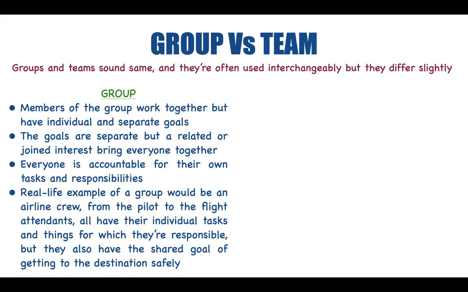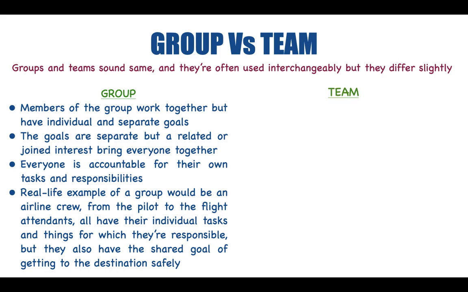An example of a group would be an airline crew. Here the airline crew might have a pilot and also a flight attendant. They all have their individual tasks. That is, the pilot has to fly all the way from one destination to another, and the attendants have the task of serving the customers, or the flyers, well. They have their own task and responsibility, but at the same time they also have a shared goal of reaching the destination safely and taking care of all the flyers. So that would be one good example of a group.